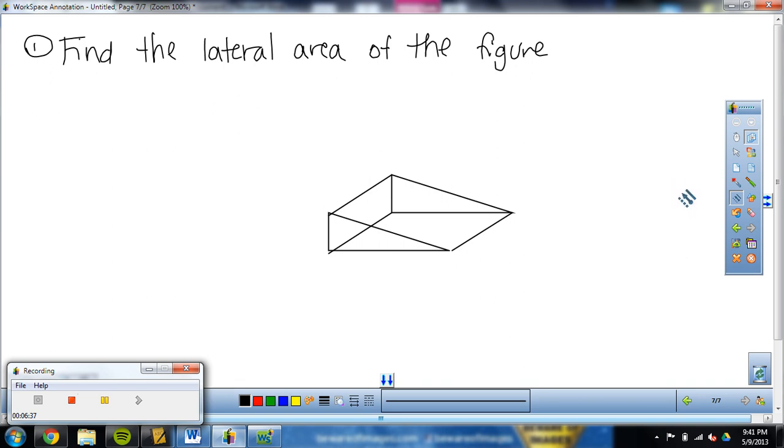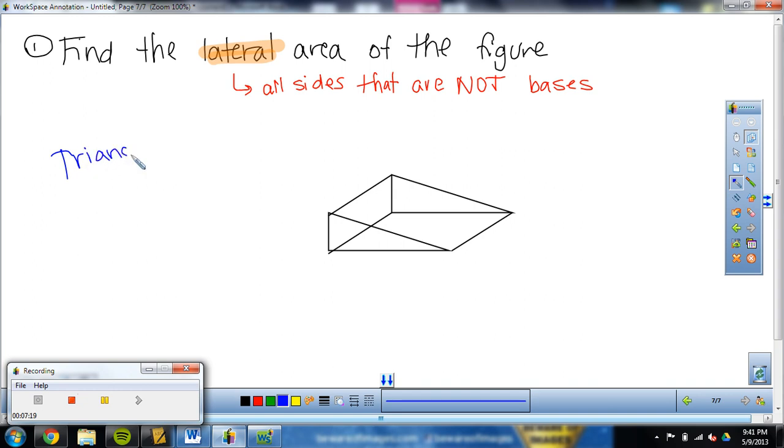So again, this might be hard for you to draw, but just try your best so that you can get it into your notes. We're going to find the lateral area. What the lateral area is, is finding the area of the lateral sides. And we said that lateral sides are all sides that are not bases. So we've already said that this is a triangular prism. Triangular prism makes it sound like a triangle, which means that our bases are the triangles. So the lateral sides are all of the other sides that are not triangles.